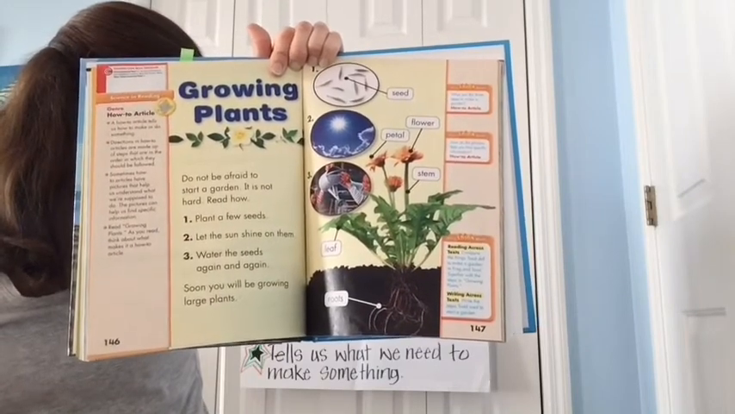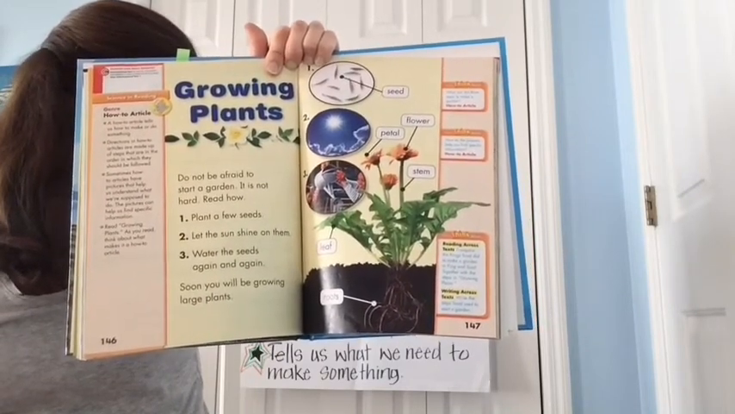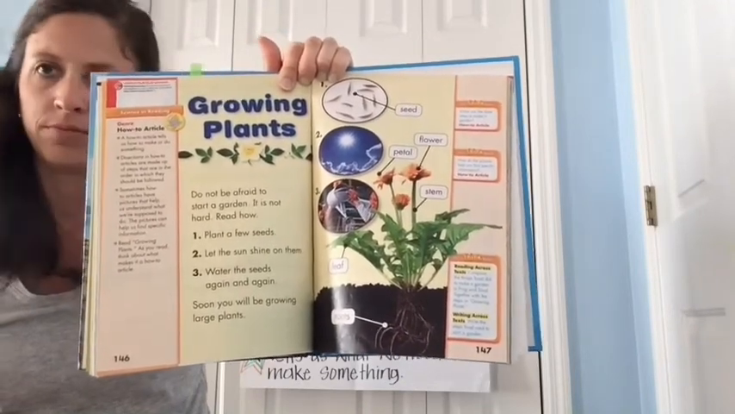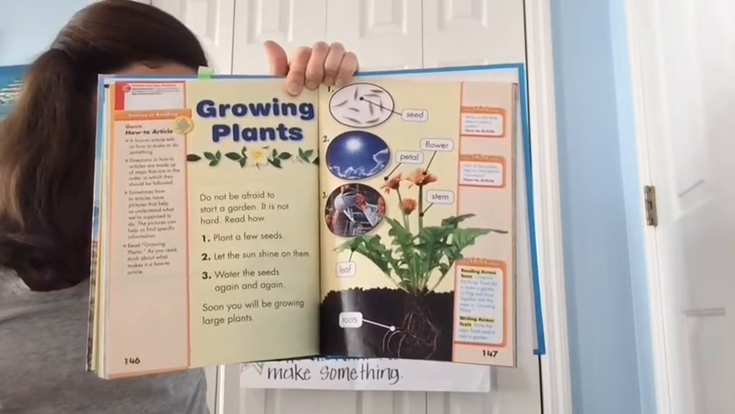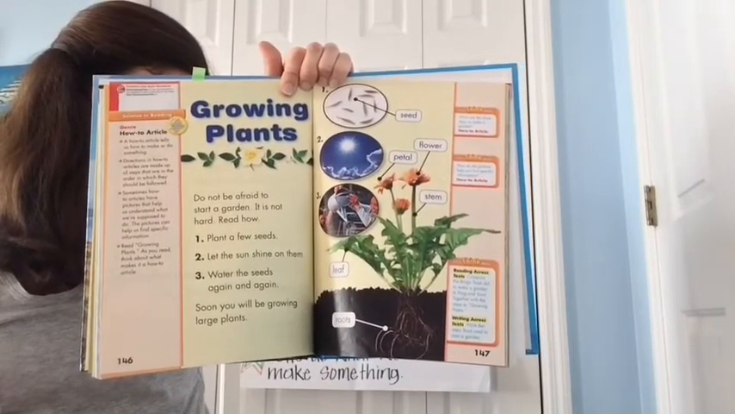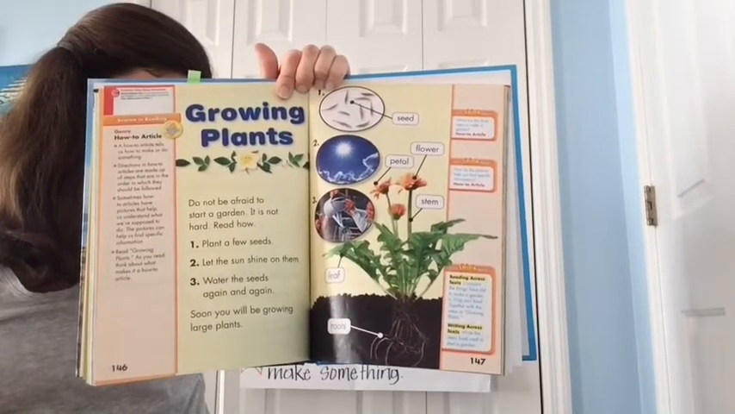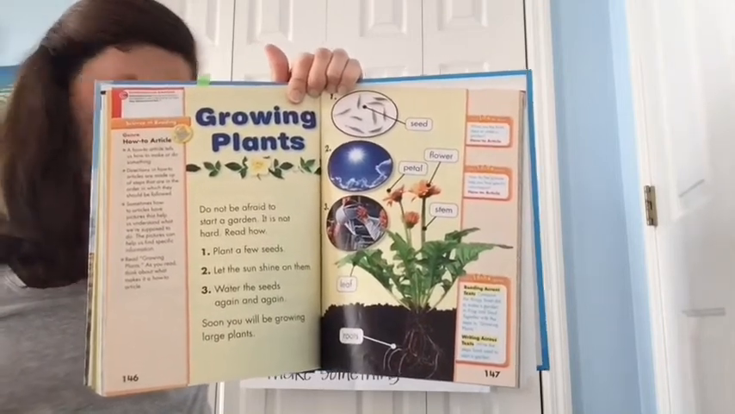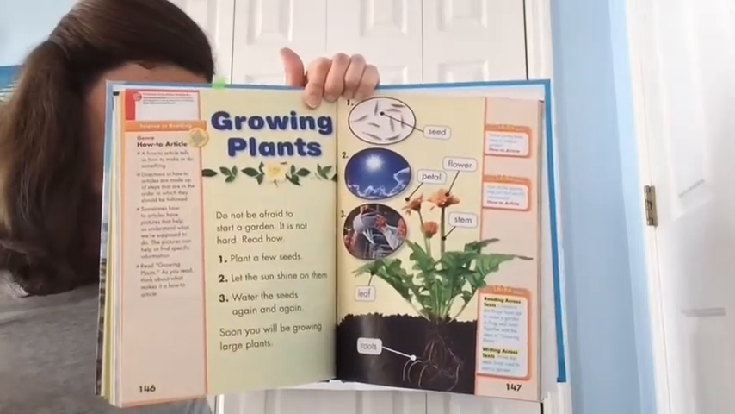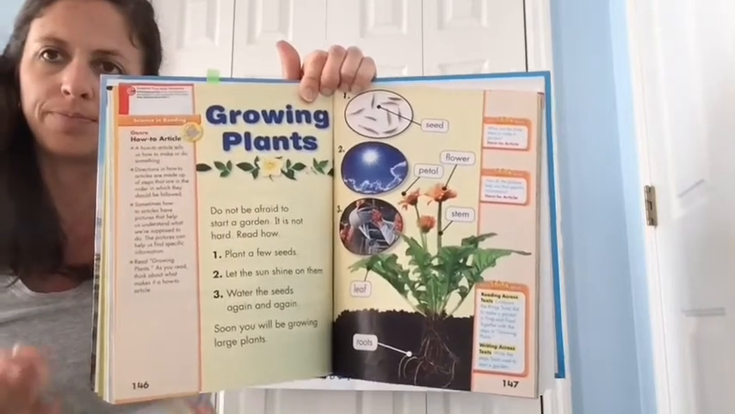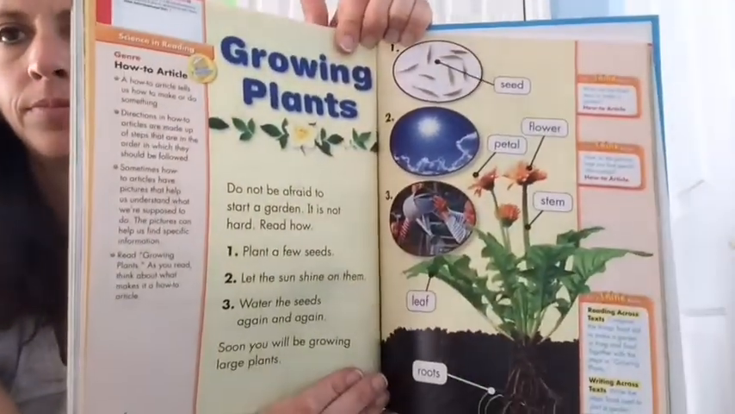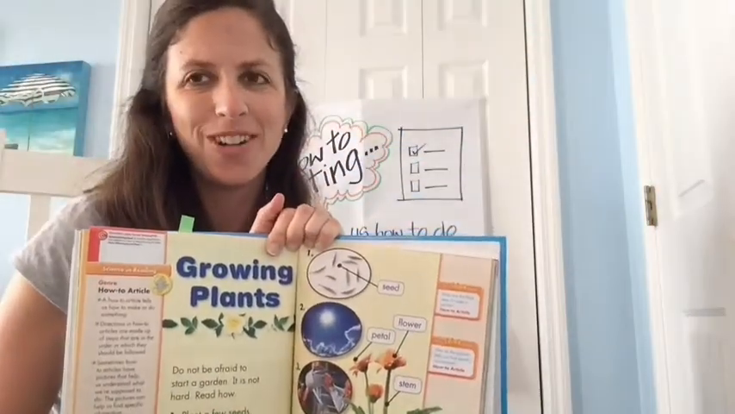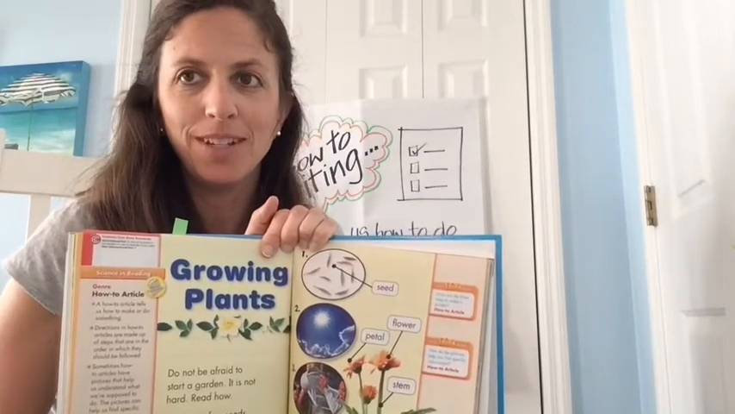So think about this. Do you predict that a seed would grow without sunlight and water? How did you use what you learned in this article to answer this question? What steps would you follow to grow a plant? Growing Plants is a how-to article, and the author's purpose is to inform.